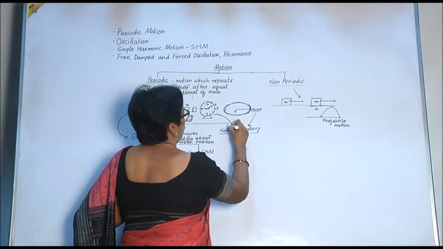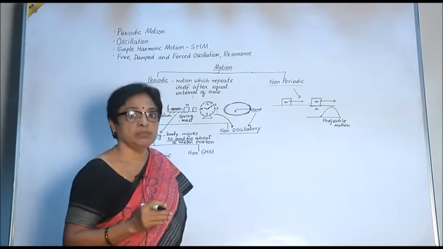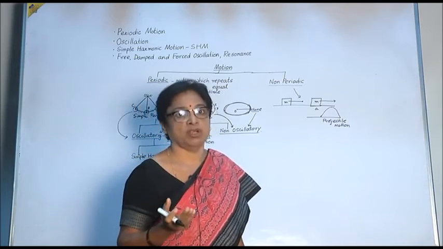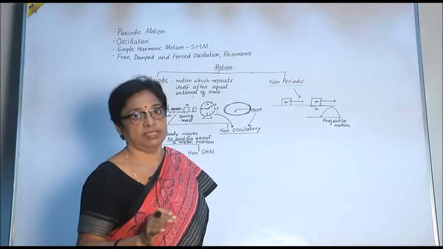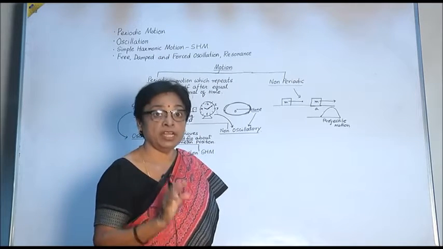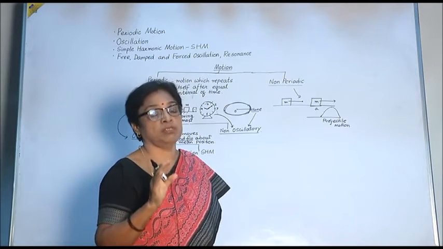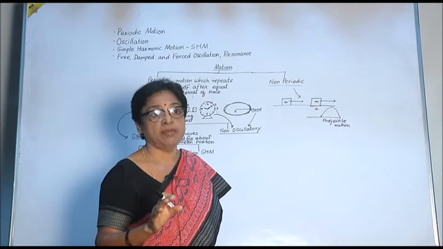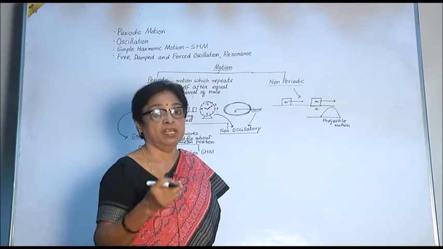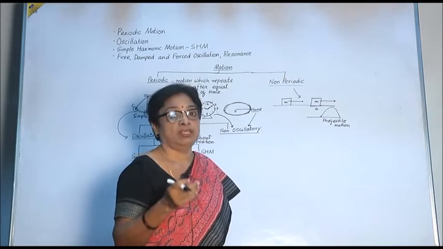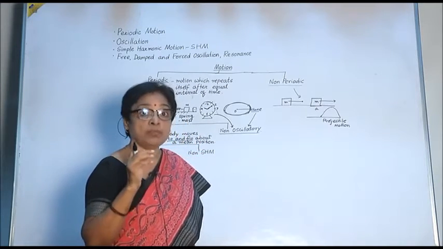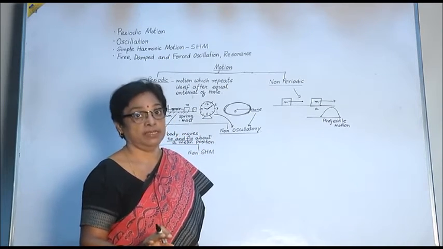Even the watch or the clock, the minute hand of the clock or the hour hand of the clock, both are non-oscillatory motion, but they are periodic because after a certain interval of time the motion is repeated. So, since it is repeated with a certain time, it is called periodic, but it is non-oscillatory.